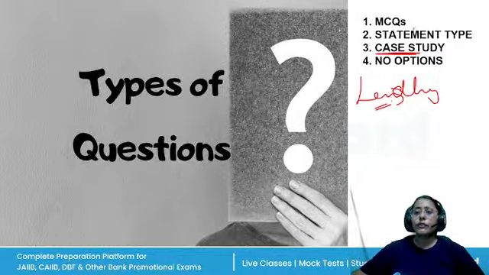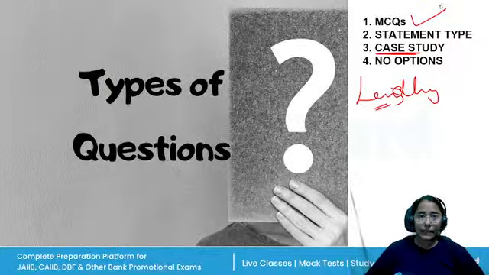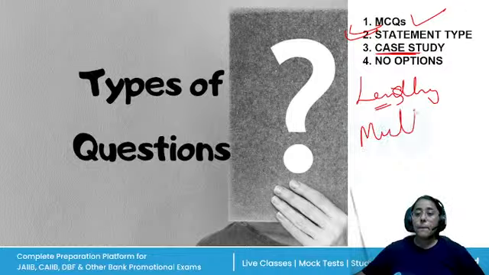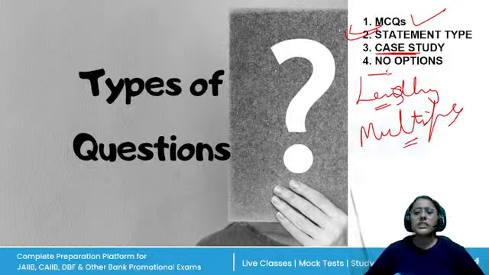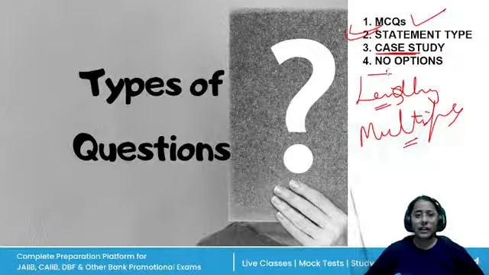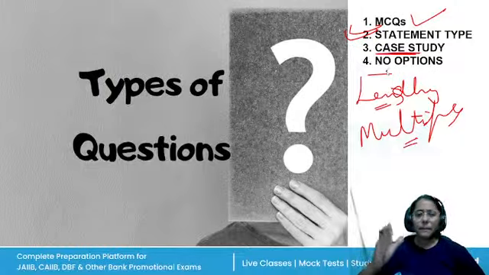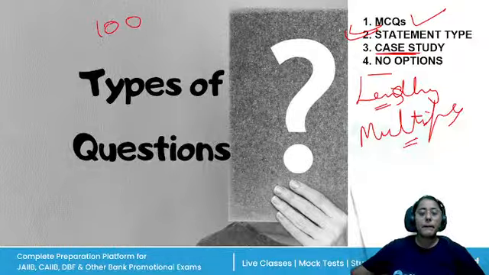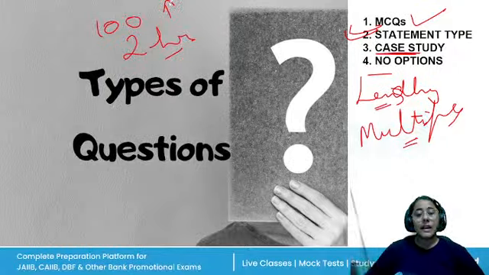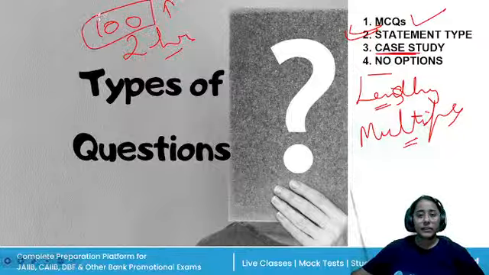Other than that, you will find fact based direct MCQs with 4 options. You will also have statement type questions where multiple selection will be the format, and questions with no options are also asked. Other than that, the basic pattern is the same for all the papers. 100-mark paper, 2 hours. Now, the questions can be more or less, but the maximum marks are 100.